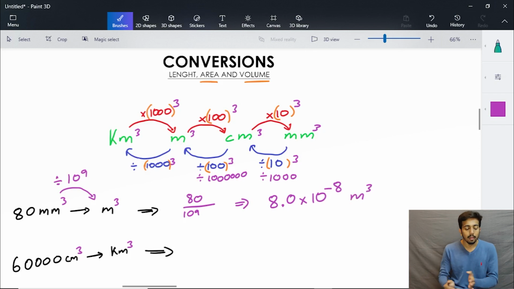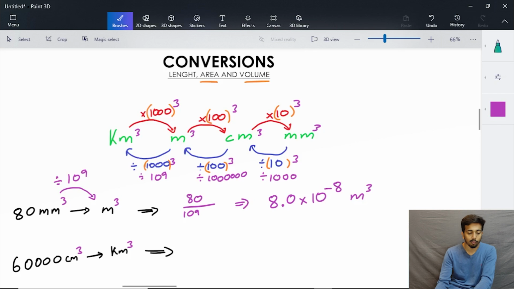It's meter cube. After that, we have 60,000 centimeter cube into kilometer cube. So centimeter cube to meter cube, and then from meter cube we'll go to kilometer cube. Well, this will be a little large because now 1000 cube is actually 9 zeros. So it is actually 10 to the power of 9 directly.